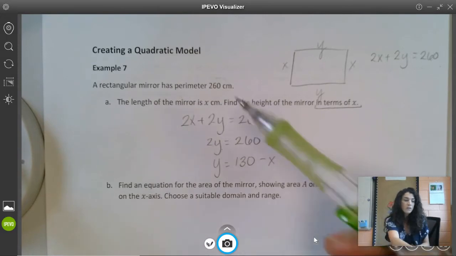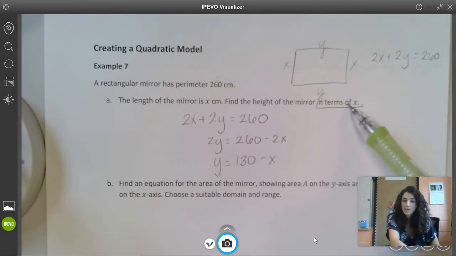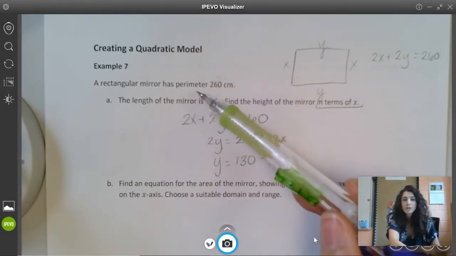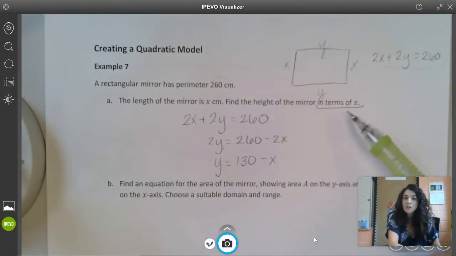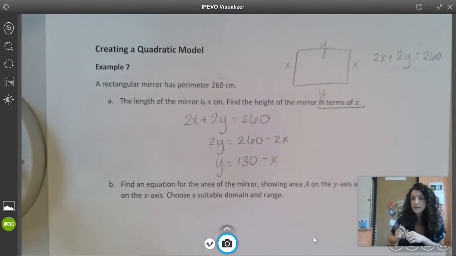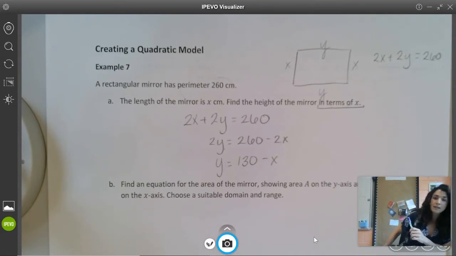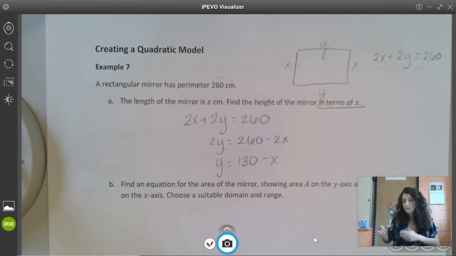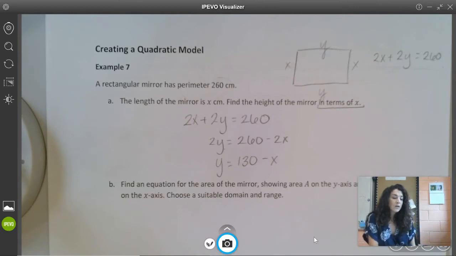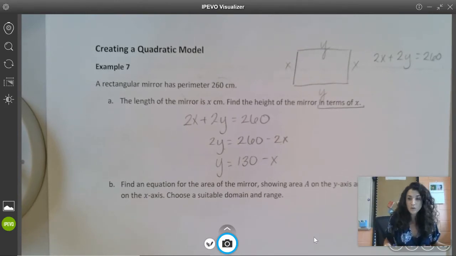All right, so we just found y in terms of x by using the relationship that was given to us in the beginning. We wouldn't have been able to do that if we didn't have the 260. So if you're asked to do that, look at the information you've been given and see whether a relationship was established at the beginning that you could turn into an equation to then isolate. It says then find an equation for the area of the mirror, showing area A on the y-axis and length x on the x-axis. Choose a suitable domain.